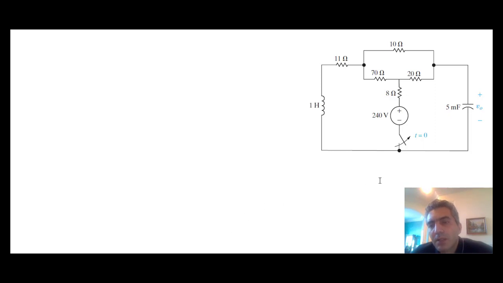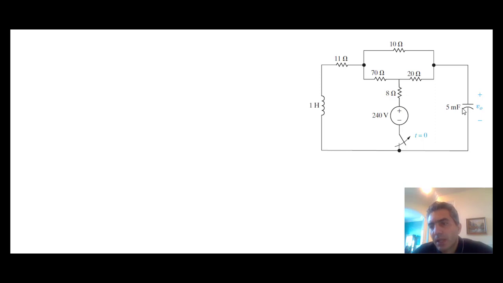Now notice that in this circuit, the switch opens up after t equal to 0, and before the switch, the question is explaining that the circuit has been in the status that it is for a long time. What that means is that all the currents and voltages in the circuit have already settled down. So the current passing through the inductor is constant, and the voltage of the capacitor is constant.